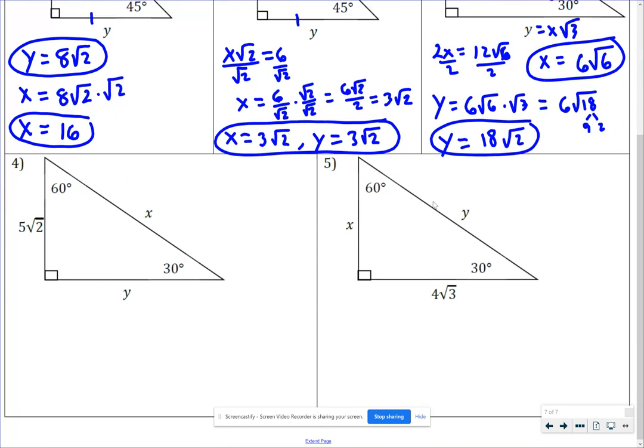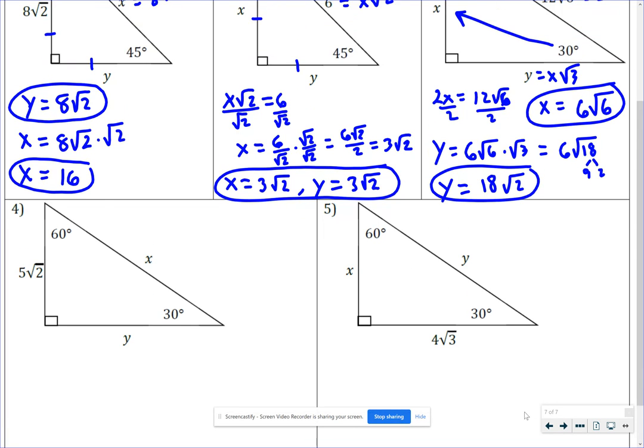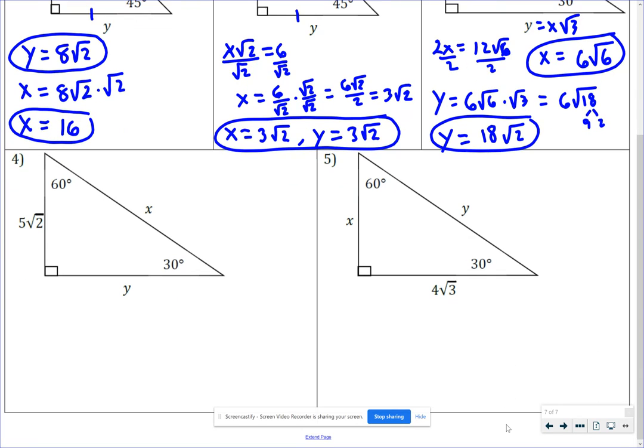All right. Problem number 4, example number 4, another 30, 60, 90 right triangle. Notice this time I have the short leg. It's opposite the 30-degree angle. That's my short leg. So x is going to be 2 times 5 square roots of 2. In other words, x is 10 square roots of 2.